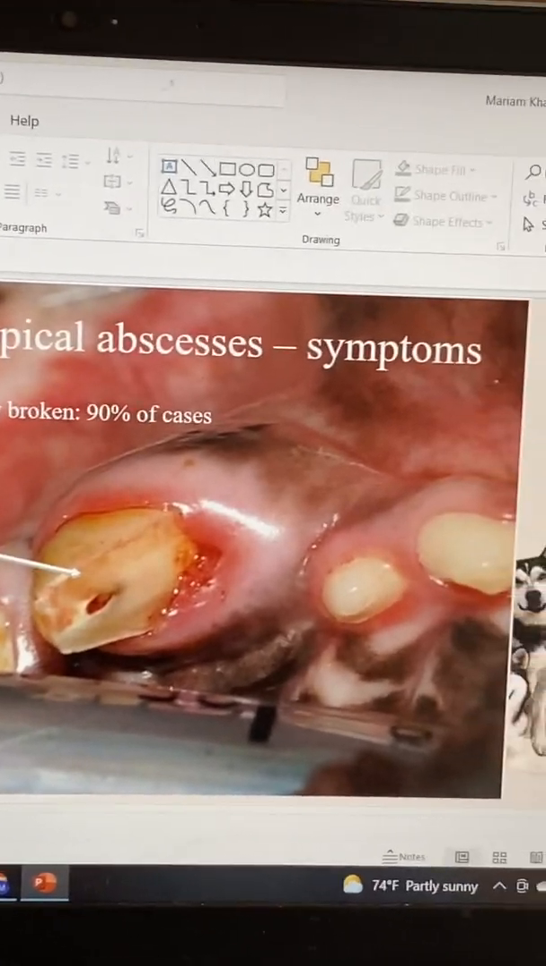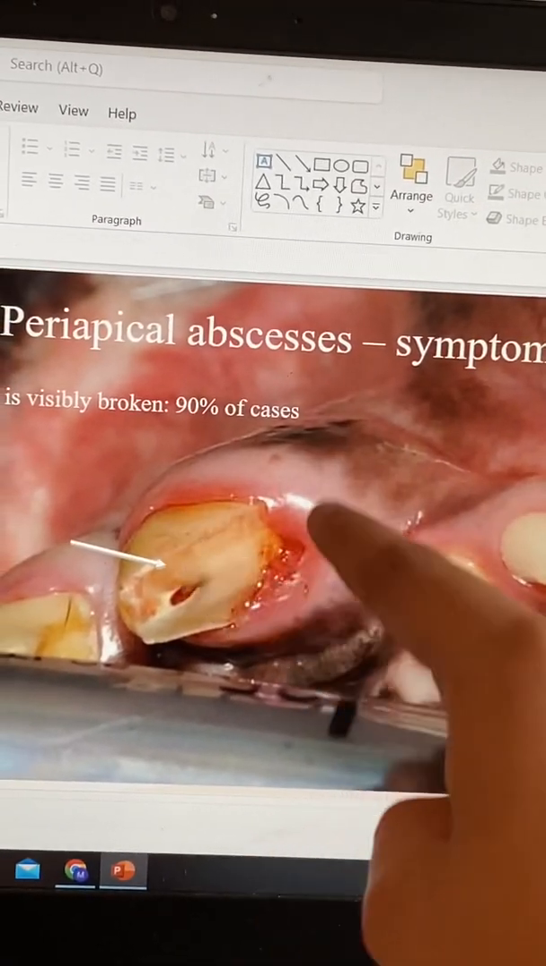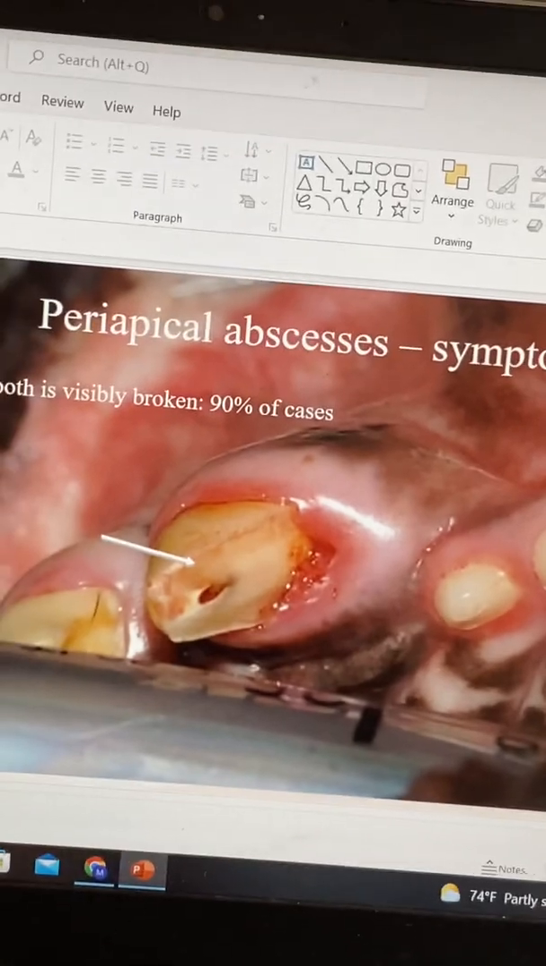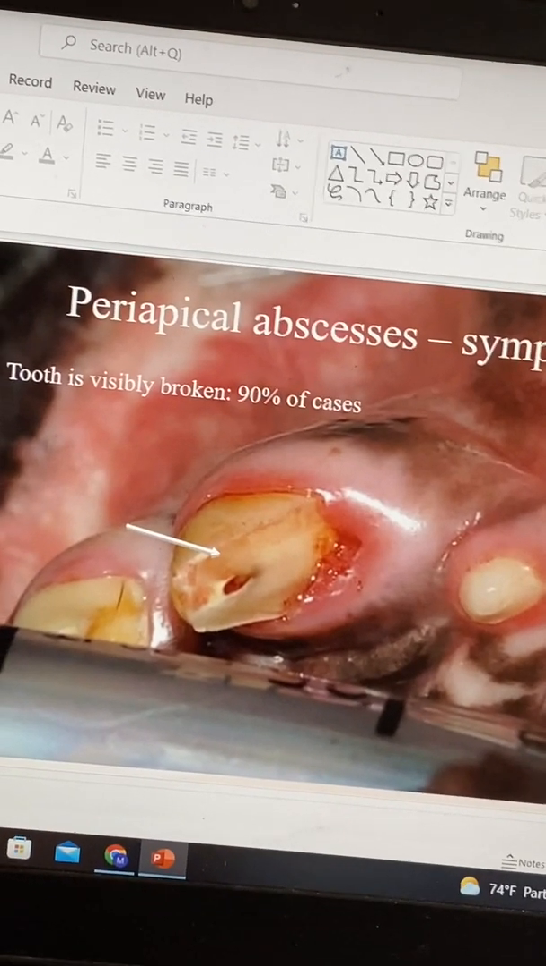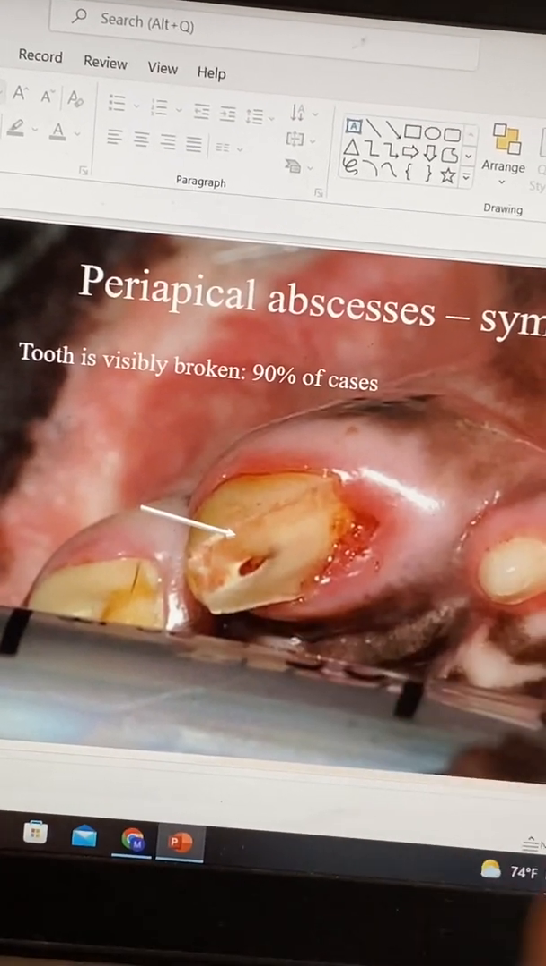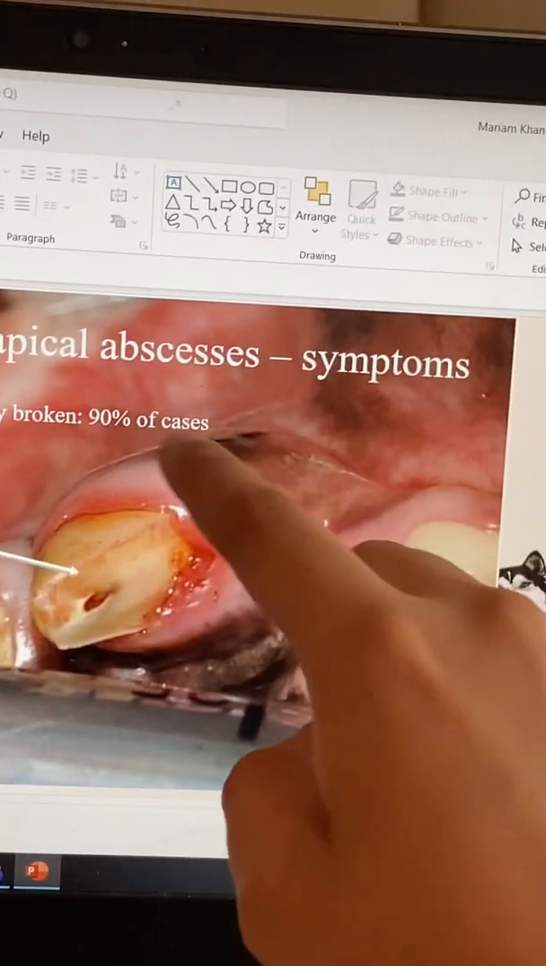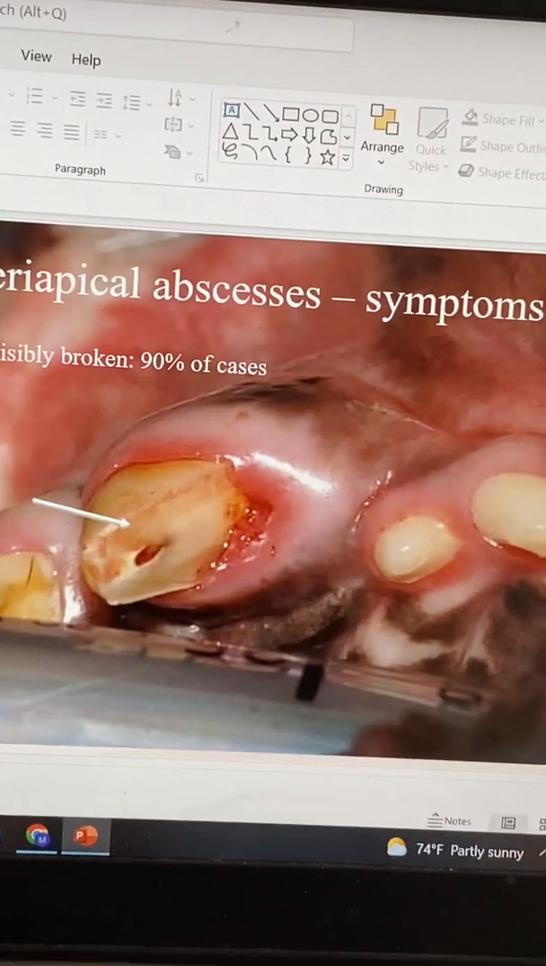Yeah, there it is. Sorry. This is maybe the inside of the mouth you'll see, and you'll see that the tooth may be broken and there'll be a draining tract. Oh, sorry, in the gum, not in the tooth, with pus basically.